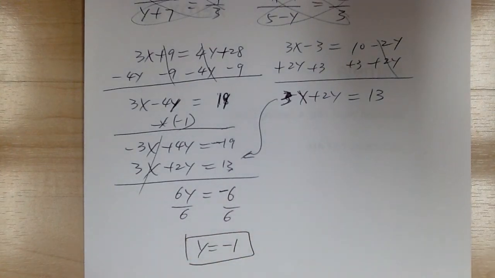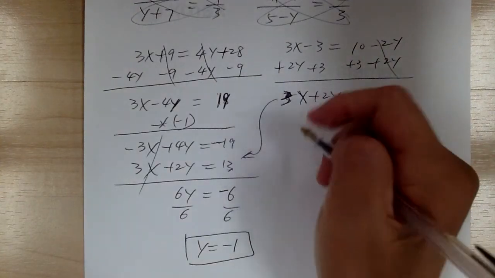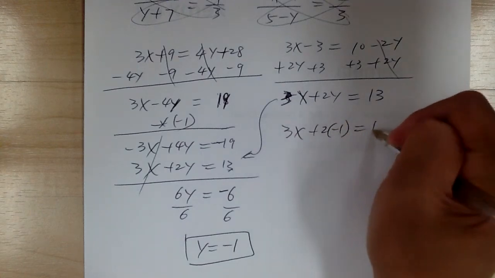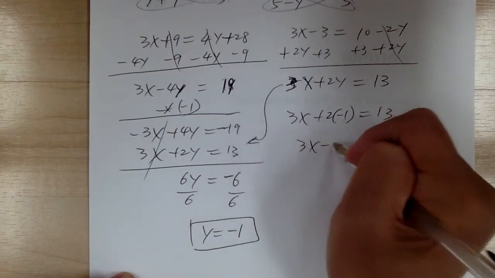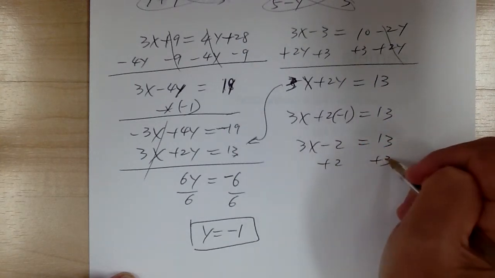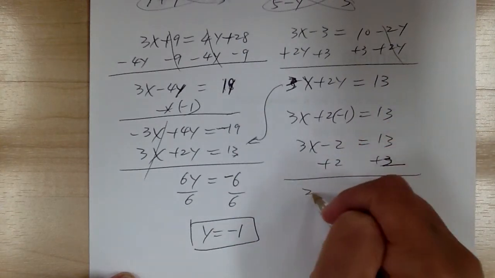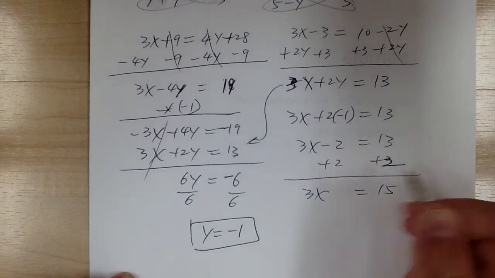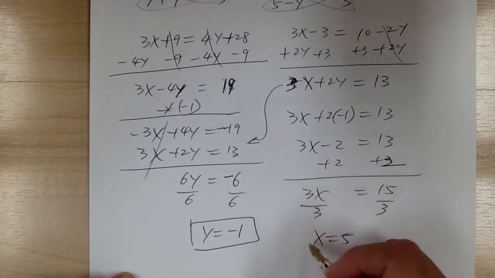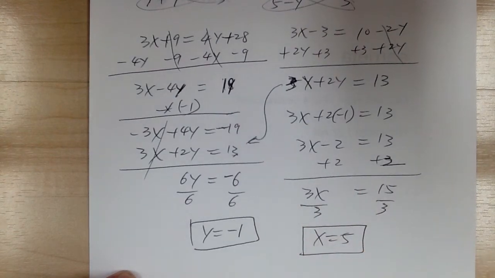Now to solve for x, look for an easy equation. I guess this is the easiest one. So you've got 3x plus 2 times negative 1 equal to 13. So you've got 3x minus 2 equal to 13, plus 2 on both sides. So you've got 3x equal to 15, divided by 3. Divide by 3, so x equal to 5. Okay.